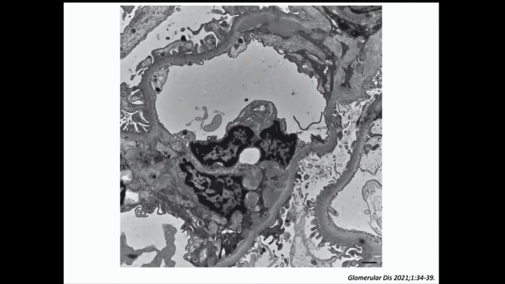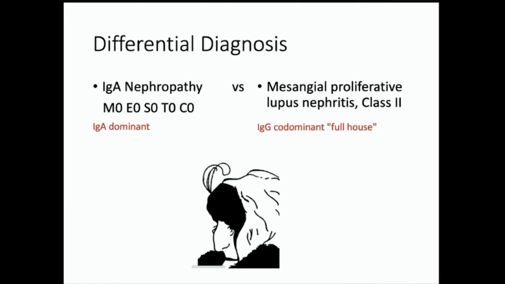Then the EM confirmed the findings by light microscopy and IF, which shows electron dense deposits in the mesangial region, here and here. The foot processes are mostly preserved, and endothelial cells show preserved fenestration. So it's a simple case. However, the diagnosis is not that straightforward, because it depends on how we interpret the findings.